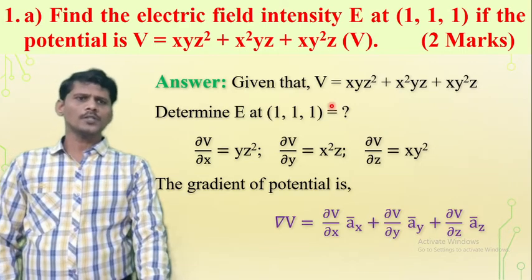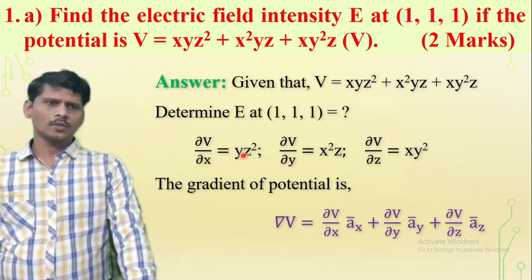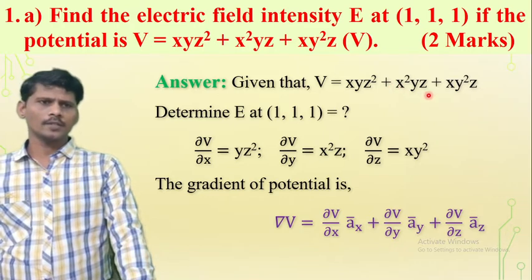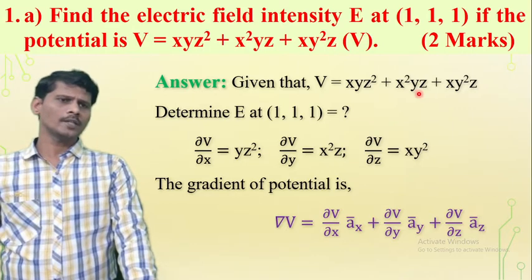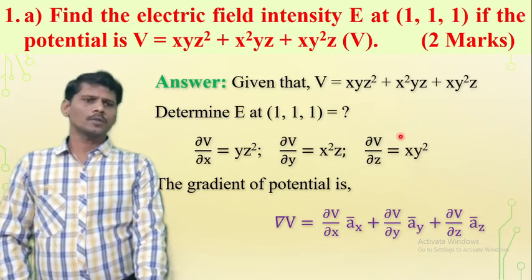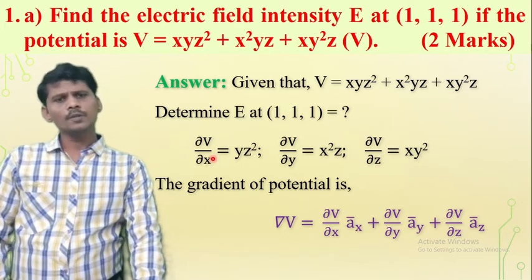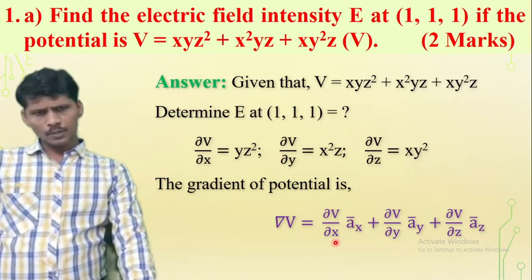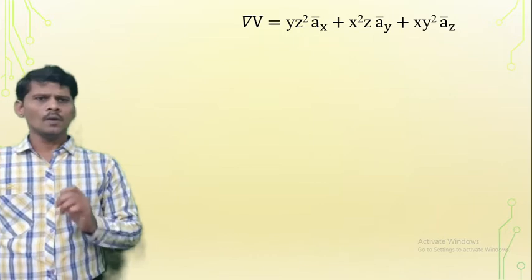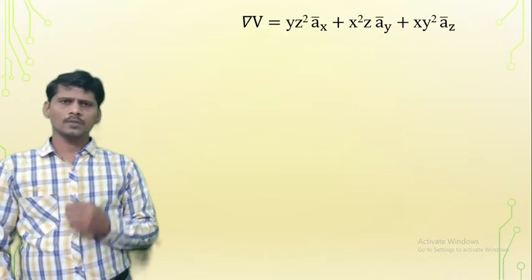So differentiating the given potential V with respect to x, dou V by dou x is yz square. Dou V by dou y is x square z, since x square z is constant and dou y by dou y is 1. And differentiating with respect to z, dou V by dou z is equal to xy square. Substituting dou V by dou x, dou V by dou y, dou V by dou z values into the gradient of the potential expression, we get del V equal to yz square ax bar plus x square z ay bar plus xy square az bar.